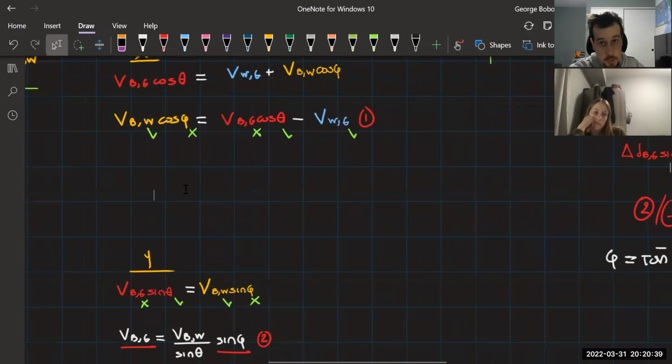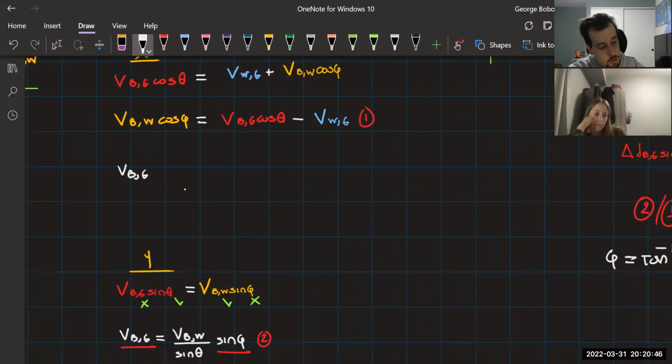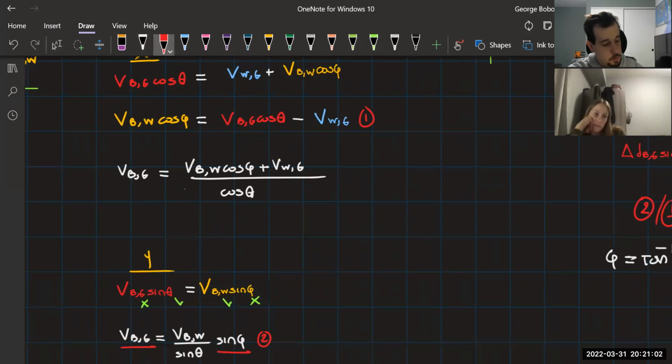And then I can go above and do the same. Isolate for VBG. Why not? So if I do that, what do I get really quickly? VBG, take that over there. We got VBW cos phi plus VWG divided by cos of theta. Where are the unknowns? Let me show you. There and there.